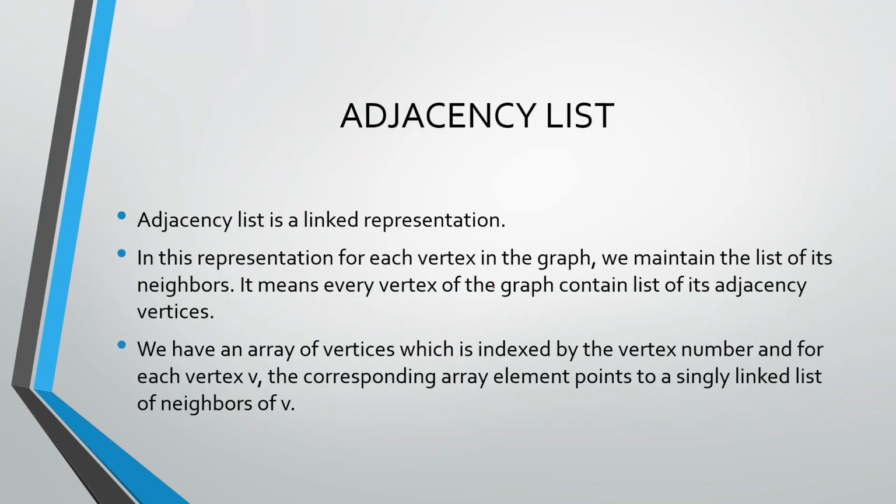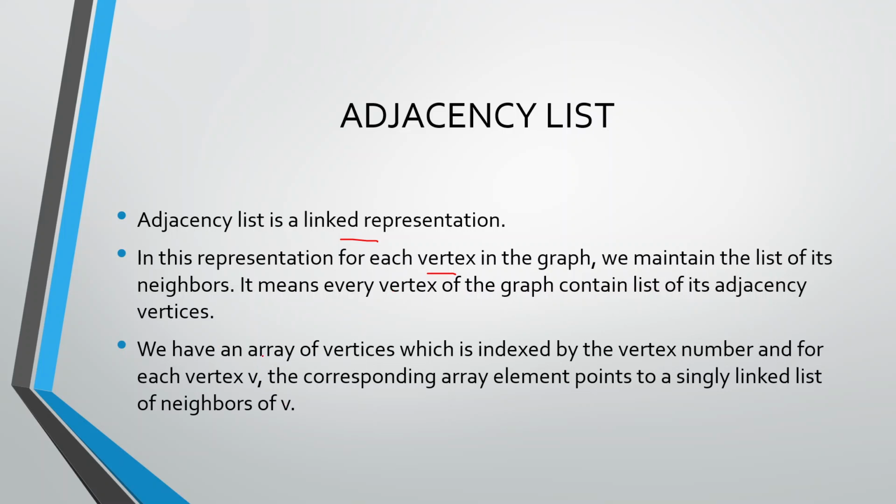Next we are going to see what is meant by adjacency list. It is another way of representing a graph in memory, where we use the linked list representation. Here also we consider each vertex, and we maintain the list of its neighbors. So it is the same as the adjacency matrix, but we do it in a list format, that is, linked list format.